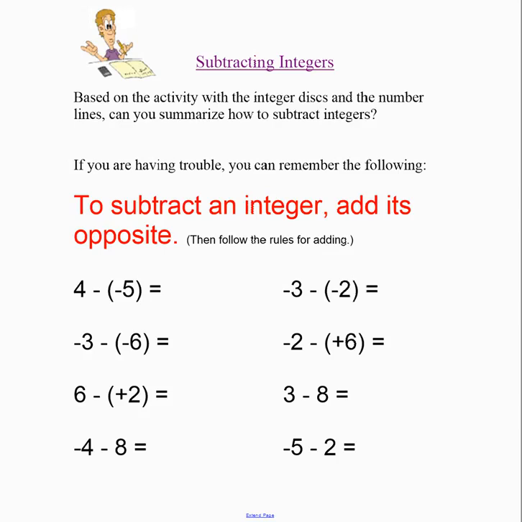So one thing that you might have noticed after doing the Gizmos investigations with the integer disks or chips and with the number line is that subtracting kind of behaved in some interesting ways. When you subtracted a negative, what you probably noticed was that it was actually like adding. And then it also had you rewrite a few other questions where it looked like subtracting a positive was the same as adding a negative.